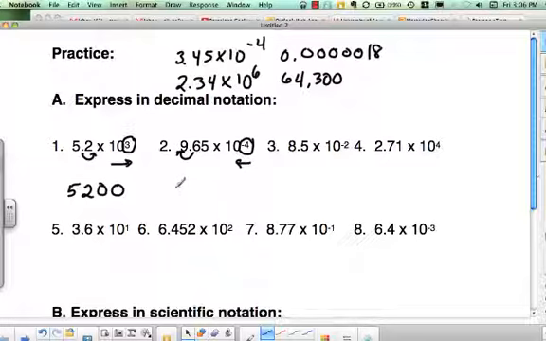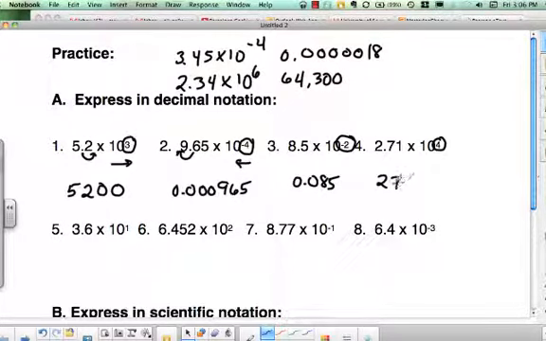So 0.123965. Negative, so 1 zero in front of the 8 5. Positive, moving it behind the 7 and the 1 takes up 2 of those exponents, and then I need 2 zeros to give me the 4, so 27,100.